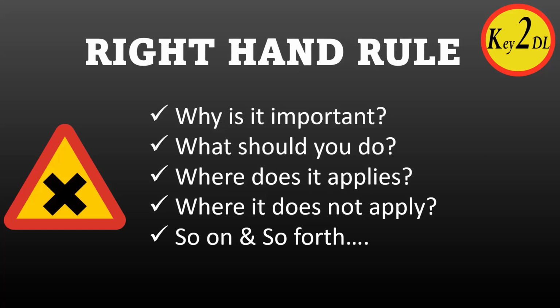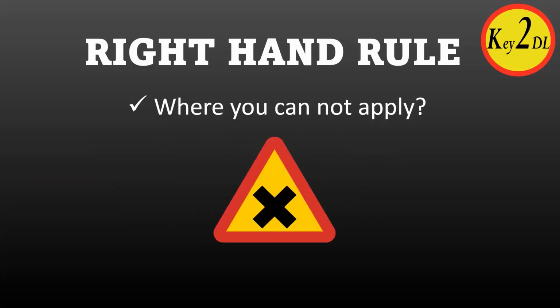Not only knowing, but practice perfectly. But when you know, then only you can practice. You have to be absolutely clear where this right hand rule applies, and that's what we are going to do in this presentation. We can go step by step. Where you find this sign, that means it is the junction sign.